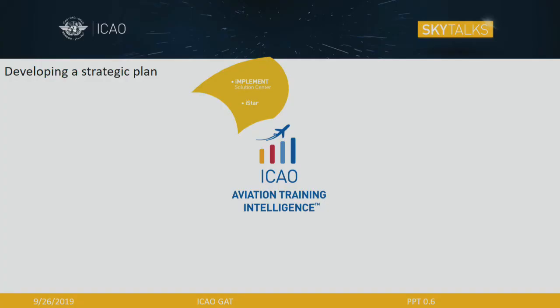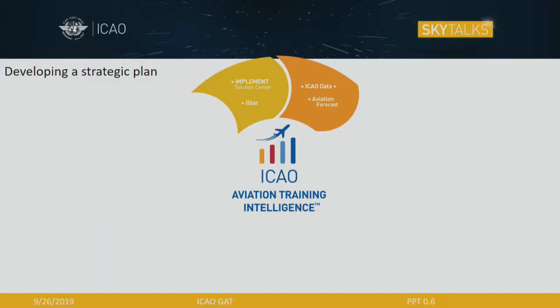So the first element is the Implement Solution Center, or iSTAR, which gives you data subsets that allow you to understand what the situation is today, the current situation in aviation. You could look at ICAO Data Plus, and you can filter it to see what types of aviation forecasts will apply to your situation, to your environment, your region, your organization.